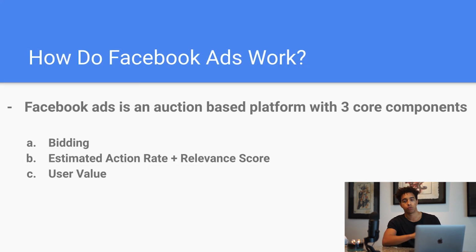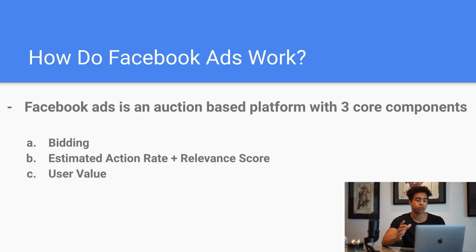I did want to touch real briefly though on how Facebook ads actually work, because a lot of people contact me on a daily basis saying things like, oh, well, the algorithm is constantly changing, and how do you deal with Facebook's competitive algorithm? This is really the solution right here.